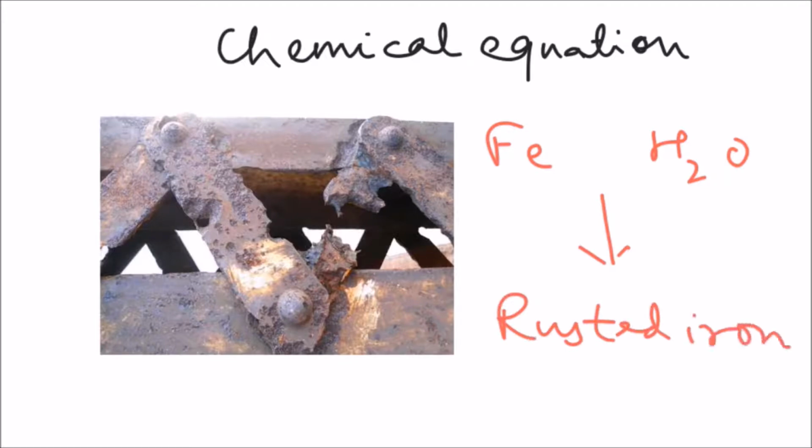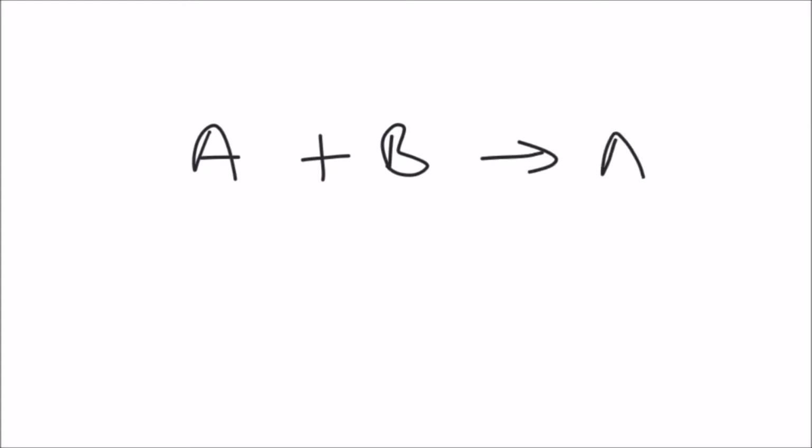giving us rusted iron. The initial components that begin the reaction are called reactants, and what we get at the end are called products. Let's write down the generalized equation. Here, A and B separately are called reactants, which are written on the left-hand side, whereas AB is a product and it is written on the right-hand side.